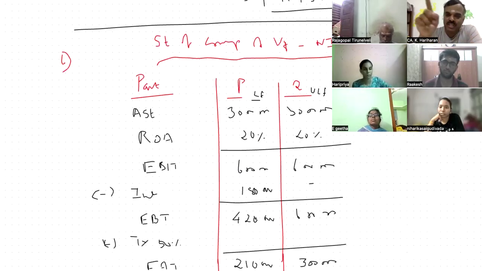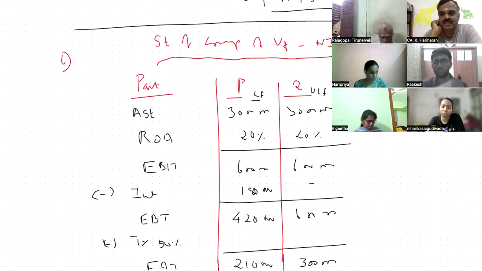Value of the firm is equal to EBIT divided by KO. Value of equity is equal to earnings available to equity shareholders divided by KE. It's the simplest one. Even if they ask a direct theory question, you can easily score 4 marks.